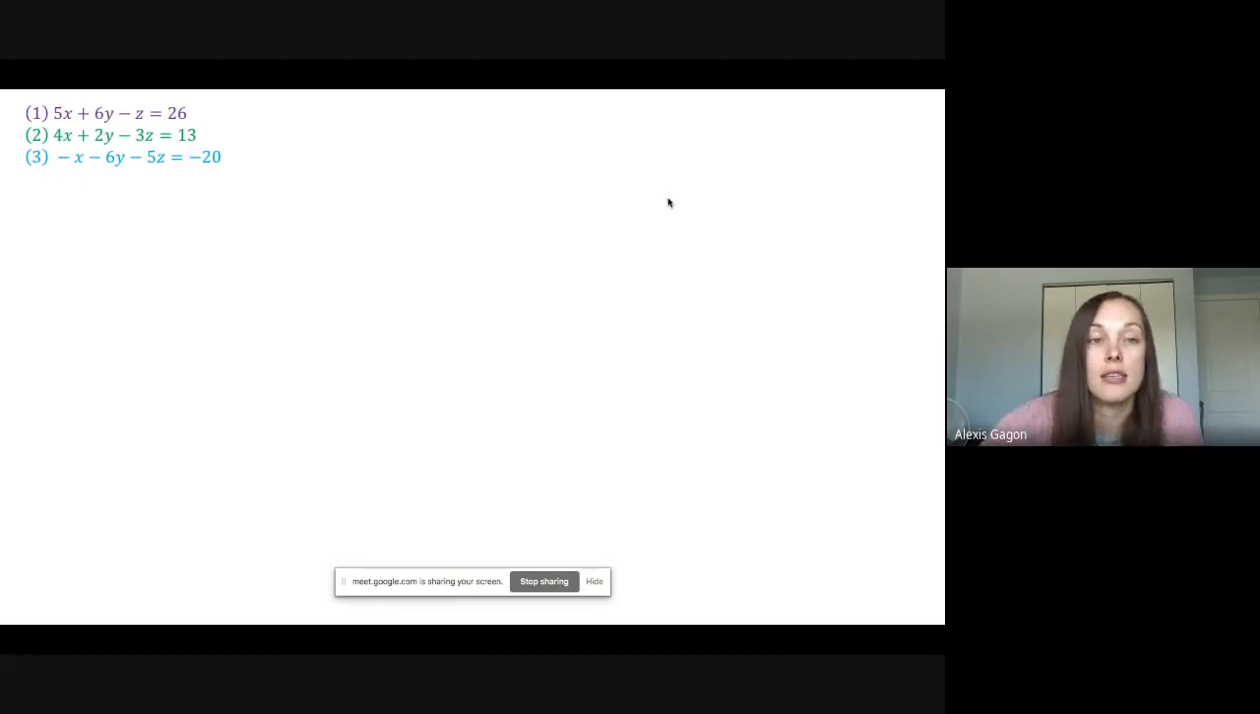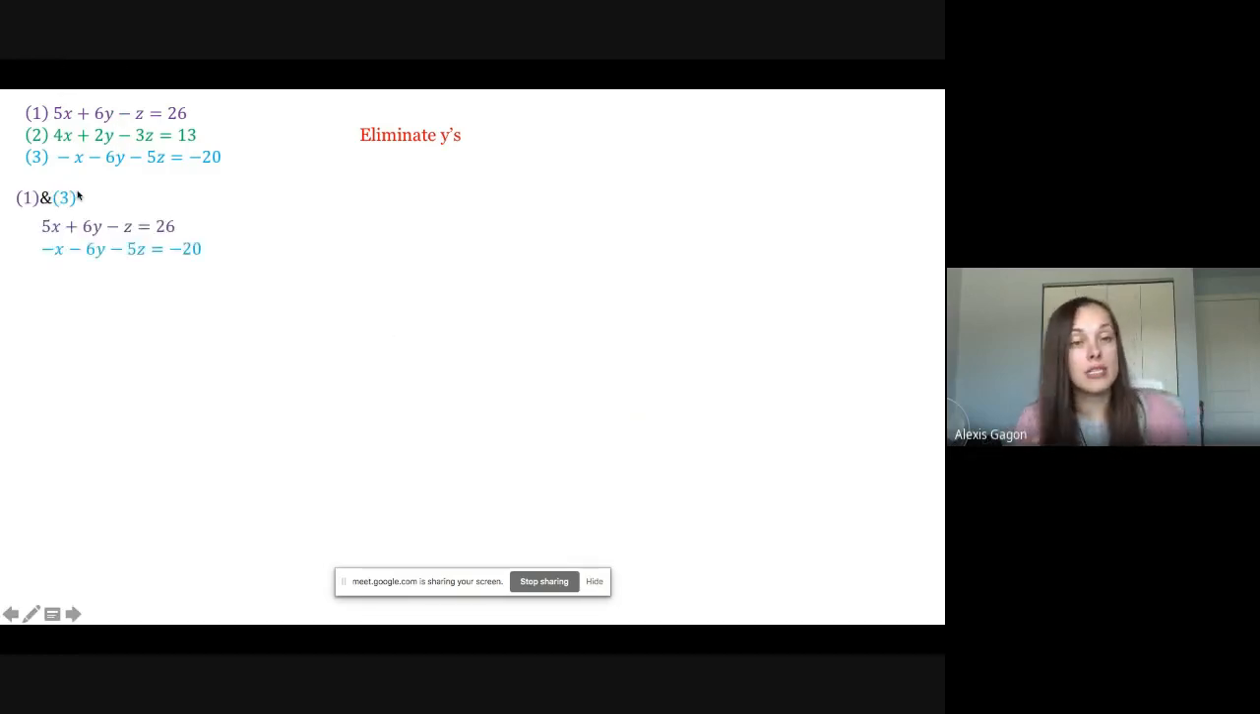Now, looking at this, you could eliminate x's. You honestly could eliminate any of these, they wouldn't be very hard. I chose to eliminate y's because we have these opposites right here. We have 6y and we have negative 6y. That means we'd only really have to manipulate that second equation there. So then to do this, we have to use all the equations.